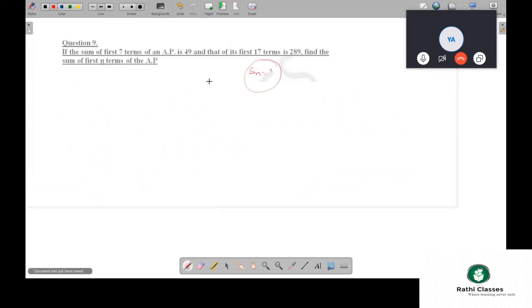In general, what will be the way for Sn? The Sn is given as 49 and 289. This is for the sum of first 7 terms, right? 7 times 7 is 49. And the sum of the first 17 terms is said to be 289.